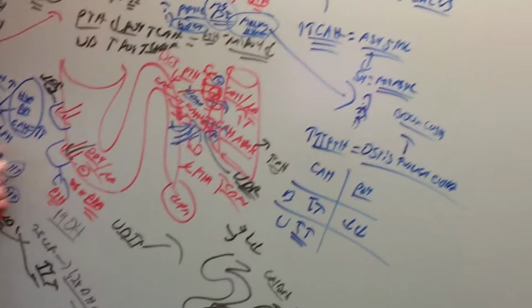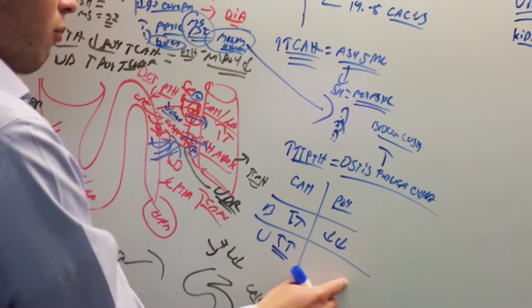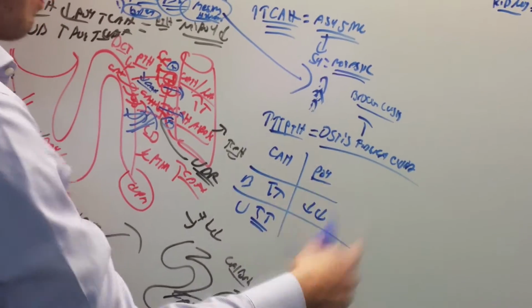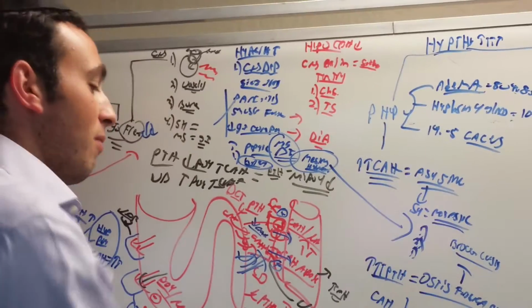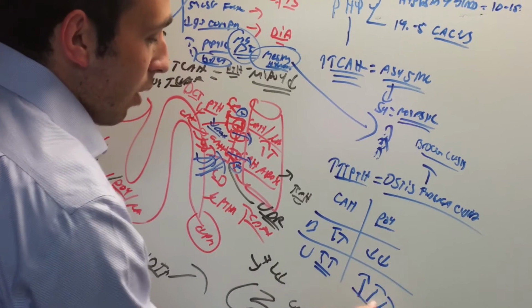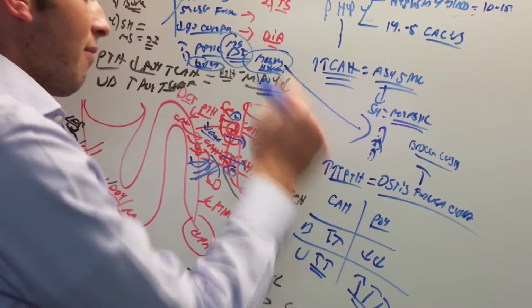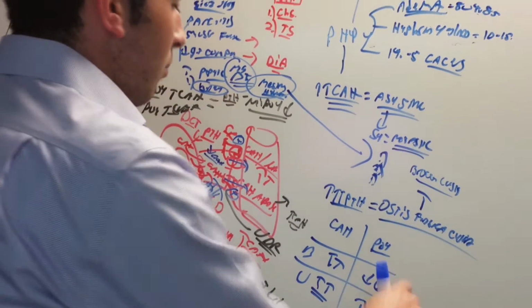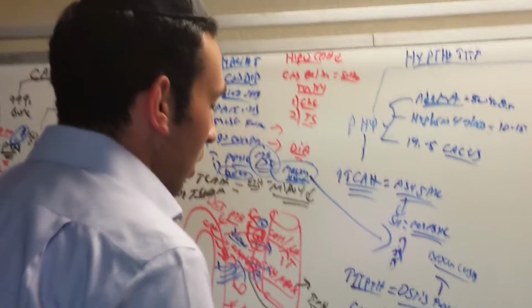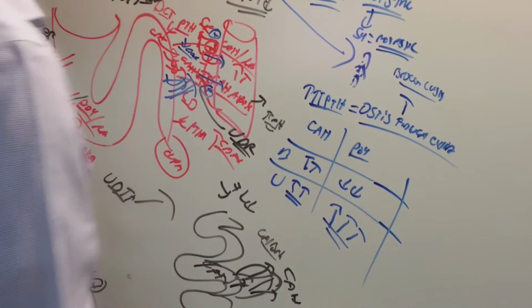Now, regarding the phosphate, it is going to be low in the blood. Why? Because, like we said before, PTH works on the distal convoluted tubule and the proximal convoluted tubule, and it inhibits their channels. Therefore, we're not going to be able to absorb the phosphate, so it's all going to go into the urine. In the urine we're going to have hyperphosphaturia, and in the blood we're going to have hypophosphatemia.